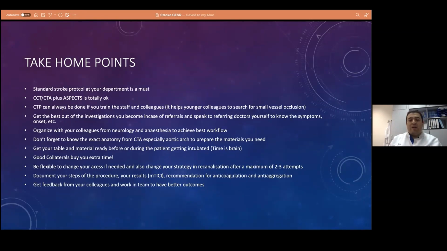Good collaterals buy you extra time. And be flexible to change your strategies in recanalization if you don't get success with the strategy you're using at the moment. And document your steps of the procedure, your mTICI results, and your recommendation for anticoagulation and anti-aggregation. Get feedback from your colleagues and work in team to have better outcomes for your patients.